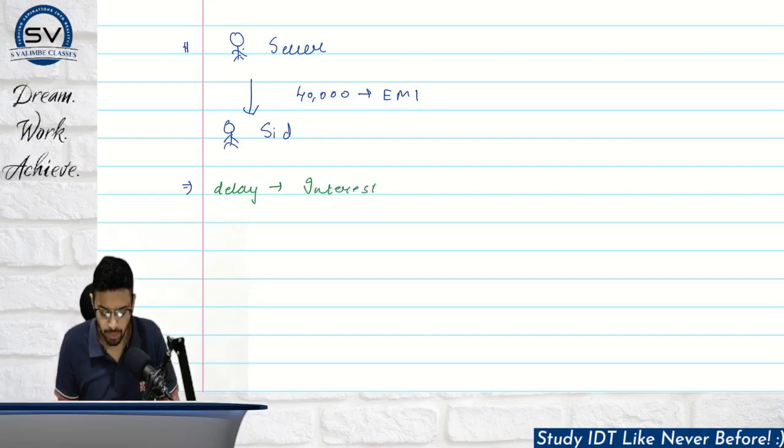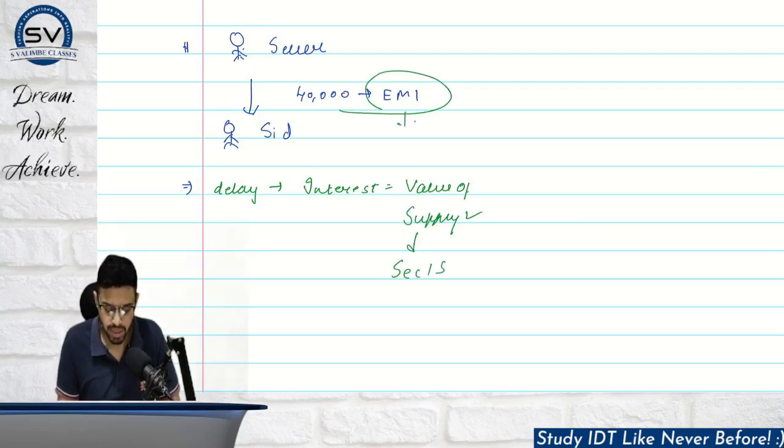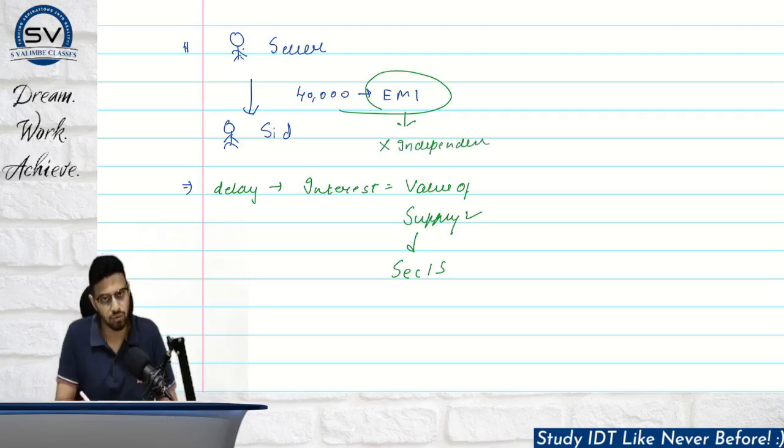Will this interest be a part of value of supply? Answer is yes. We will cover this in section number 15 as well. It will be a part of value of supply pursuant to section number 15, because this EMI transaction is not an independent transaction. This is a part of this buyer-seller relationship only, with the person from whom I bought the phone.